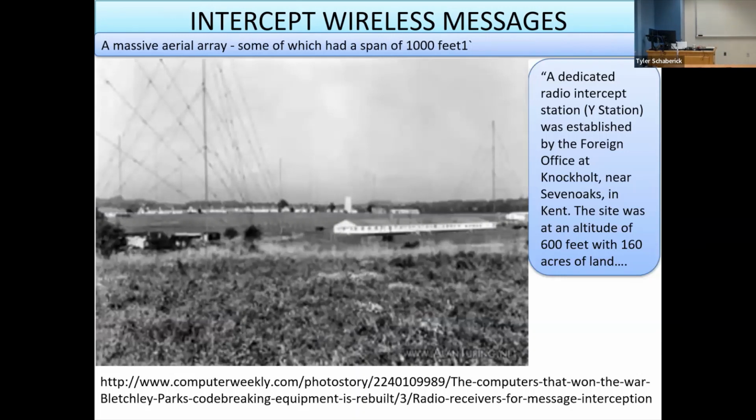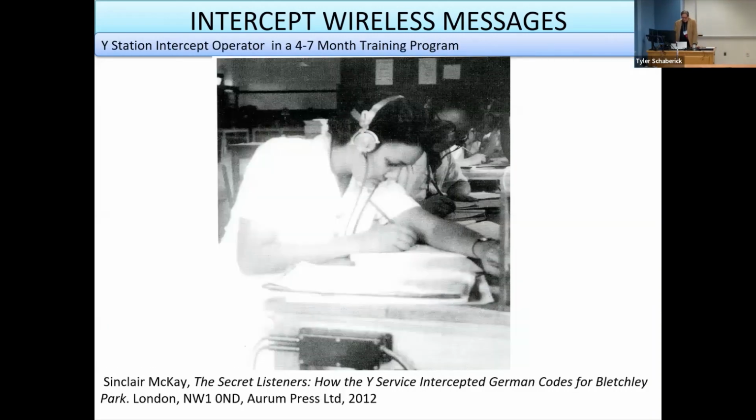This might be a farm in the UK. The worst case, they could be bombed by the Germans, but there's no giveaway of the link between these antennas and Bletchley Park messaging. And then the Y operators were sent into the 4 to 7 month training.